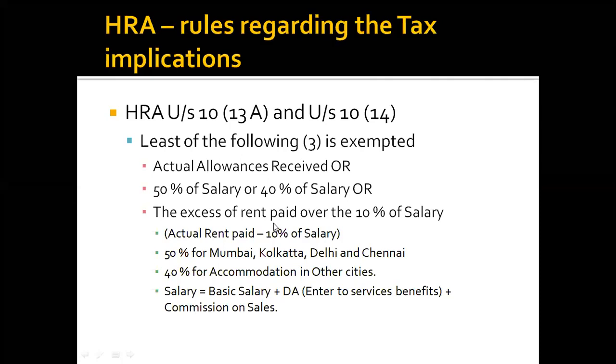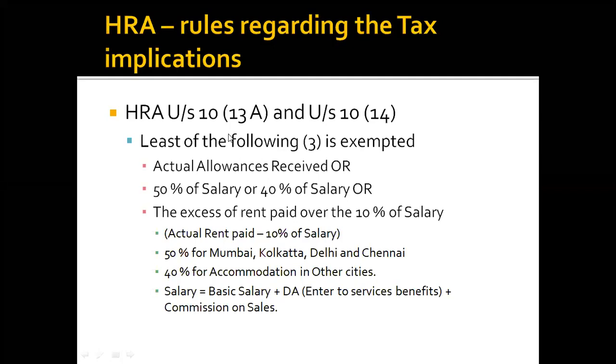This is called HRA, that is, house rent allowance. So the taxable house rent allowance and the exempted house rent allowance, we have to calculate like this. When you are seeing the rules regarding the tax implications, they are under Section 10, clause 13A, and Rule 2A. So these rules will be available.